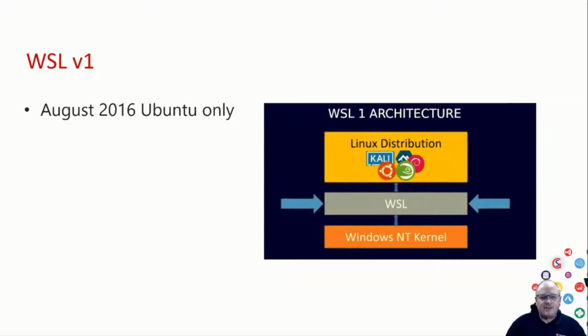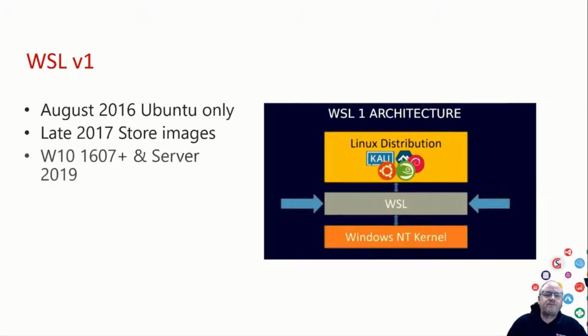In August 2016, it was Ubuntu only. That's the only distribution that they had out for it. In late 2017, they started to add Microsoft Store images, which included images such as Penguin, Kali, and Debian came along, SUSE. Those all started to come in late 2017.